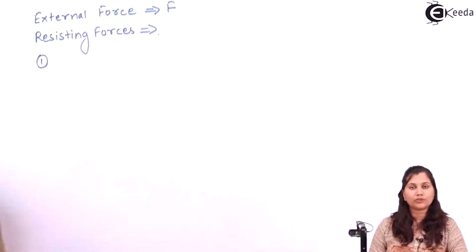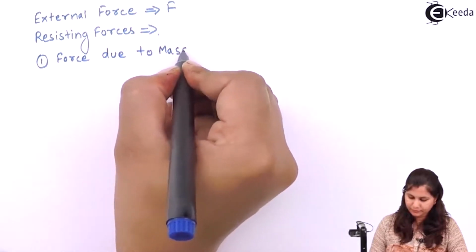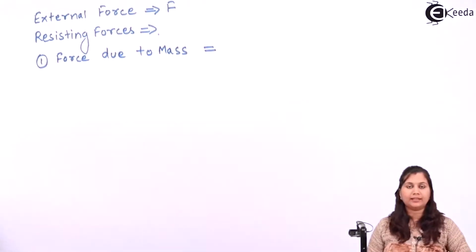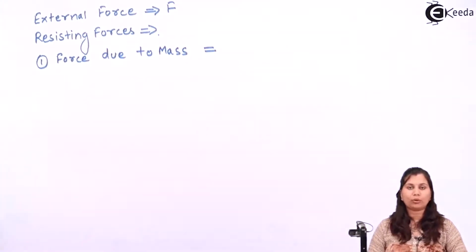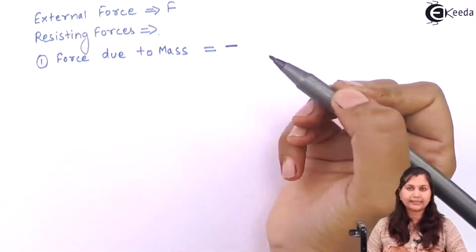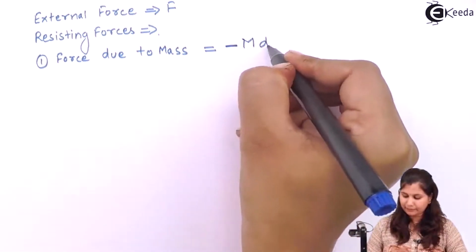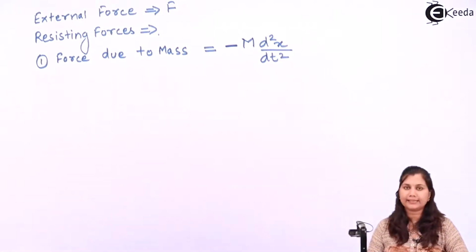first we will have the force due to the mass. We have derived that the mathematical expression for the mass element is m d2x by dt square. That is, any force acting on a mass will be equal to m d2x by dt square. Now the resisting forces will be acting opposite to the external force because they are opposing the forces. So we will have a minus sign here. Minus m d2x by dt square, where x is the displacement and t is the time.